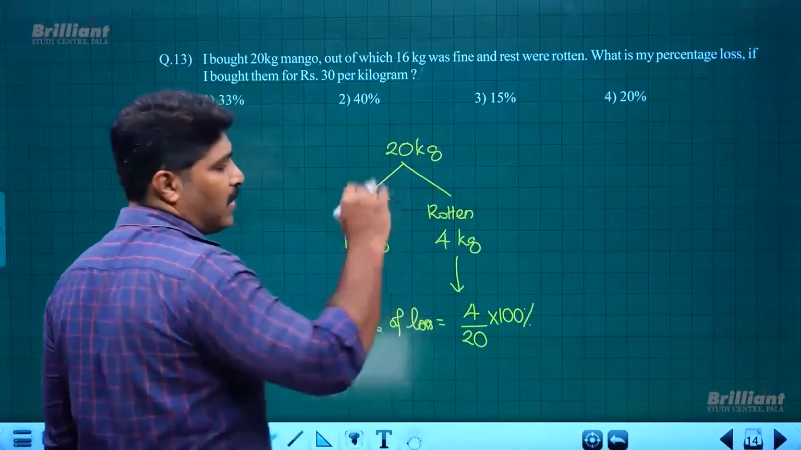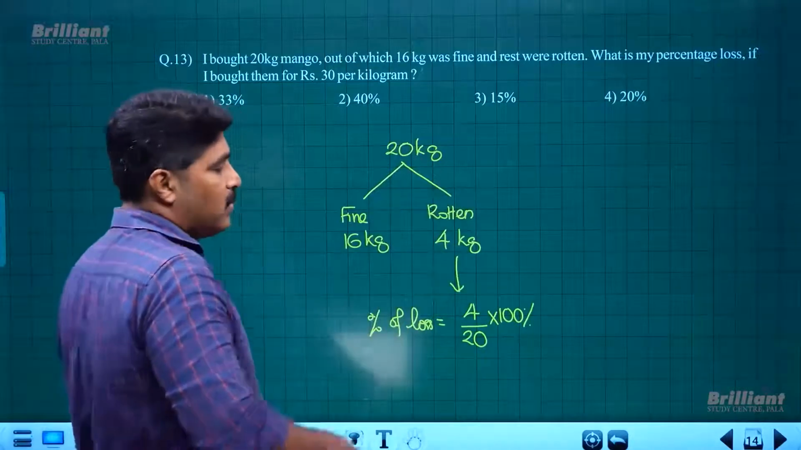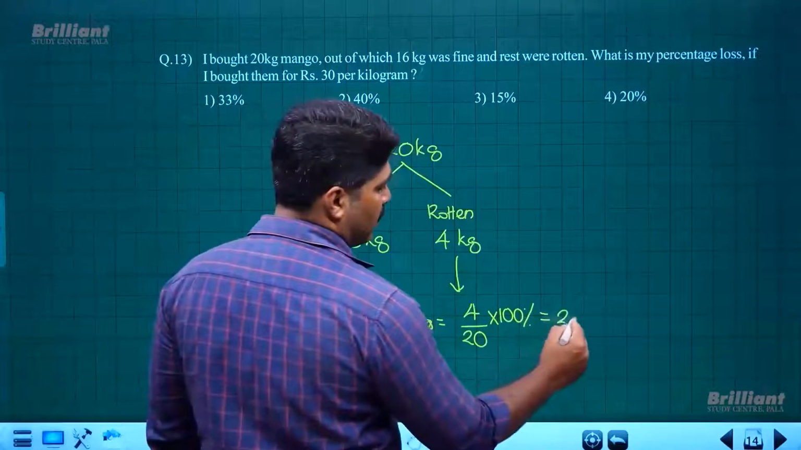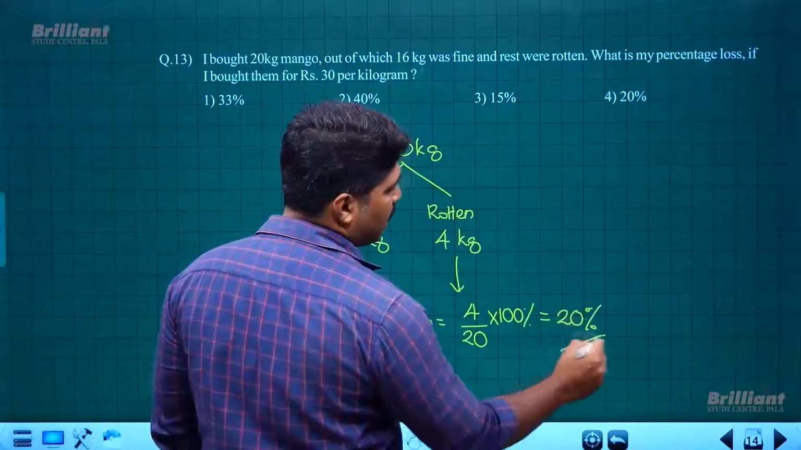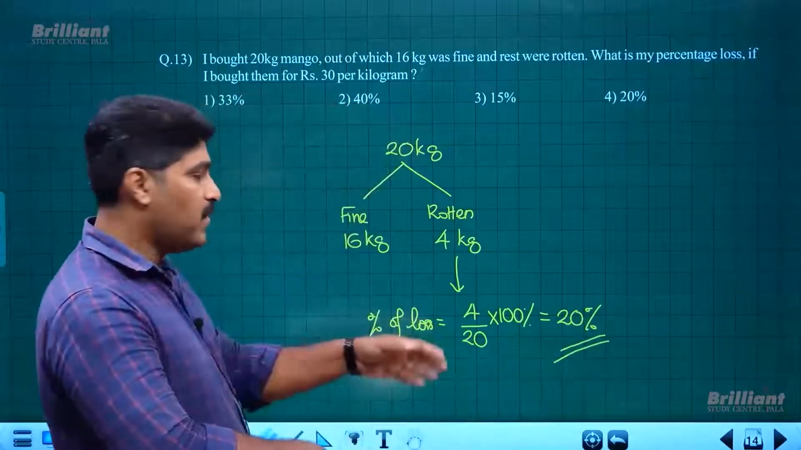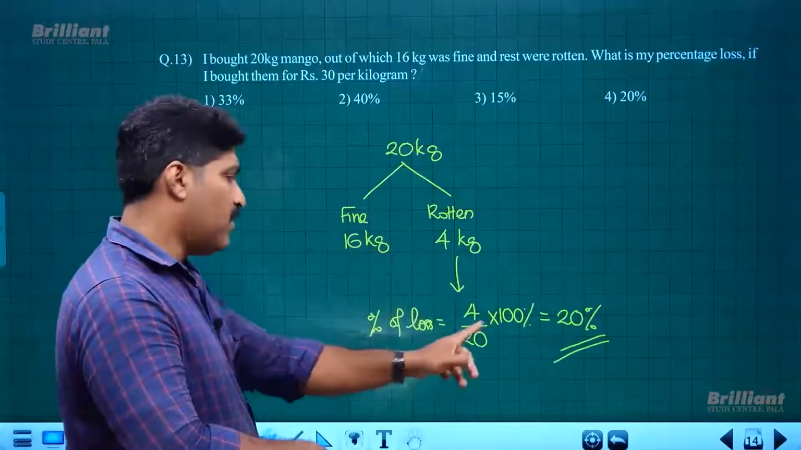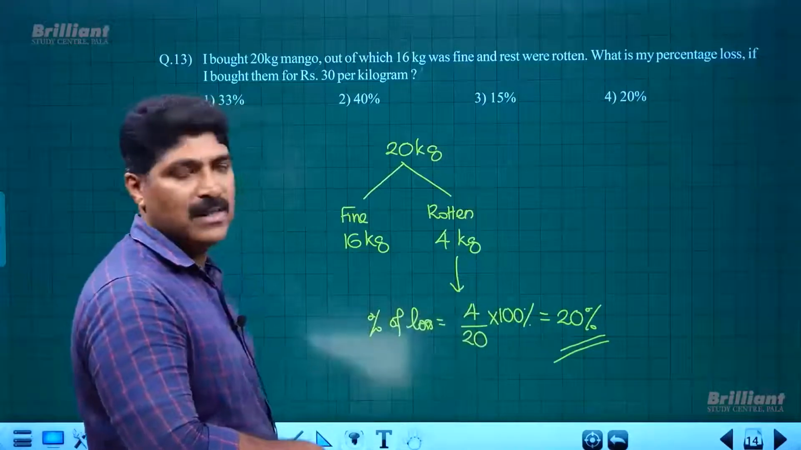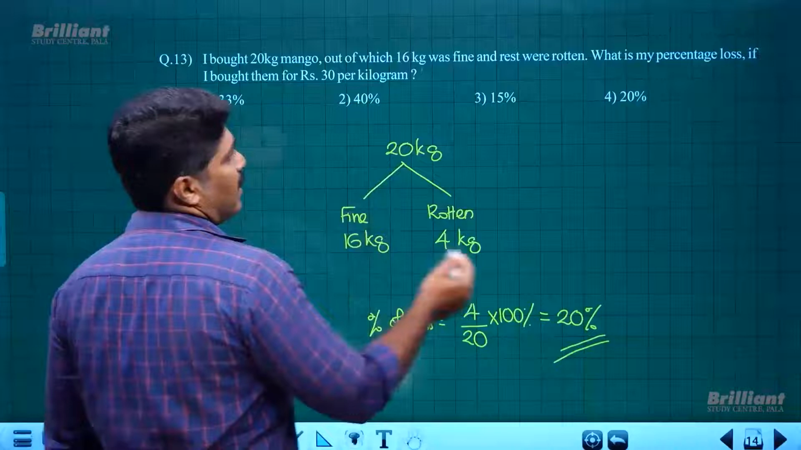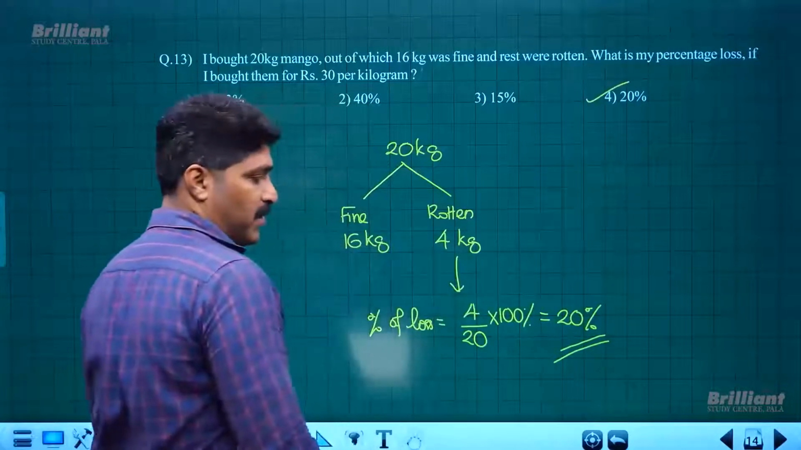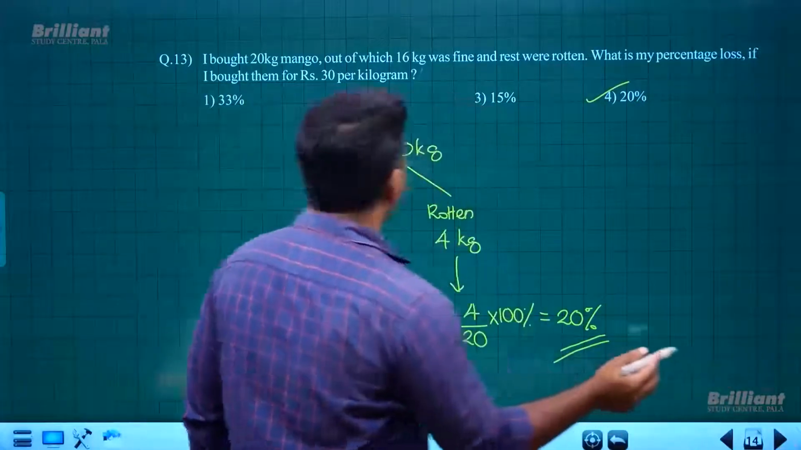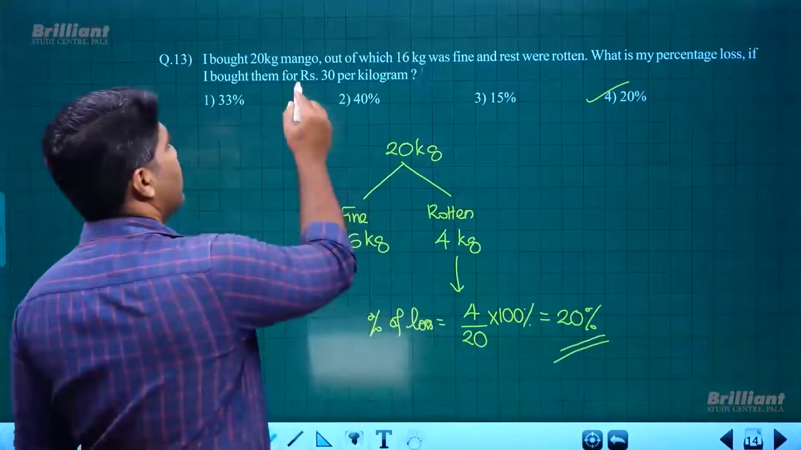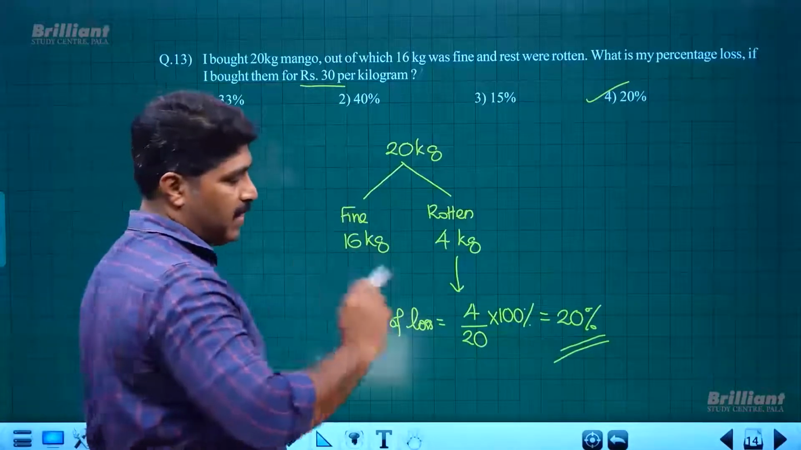So that's a simple logic. 4 by 20 into 100. While simplifying this, what will you get? This is equal to 20%. 4 by 20 is 1 by 5 into 100, or otherwise 100 by 20, that is 5 into 4, which equals 20. So easily we can reach the conclusion that the loss is 20%. So there is no use of this data, correct? It's irrelevant data here.